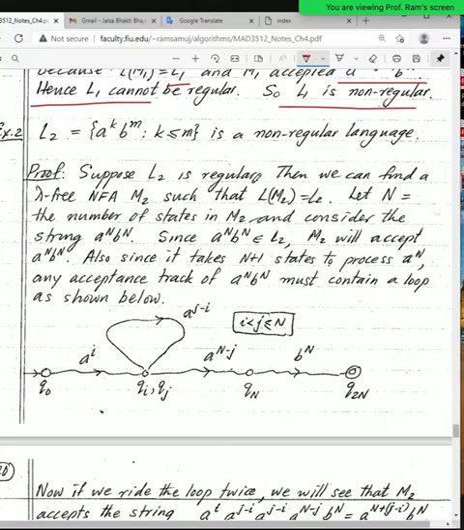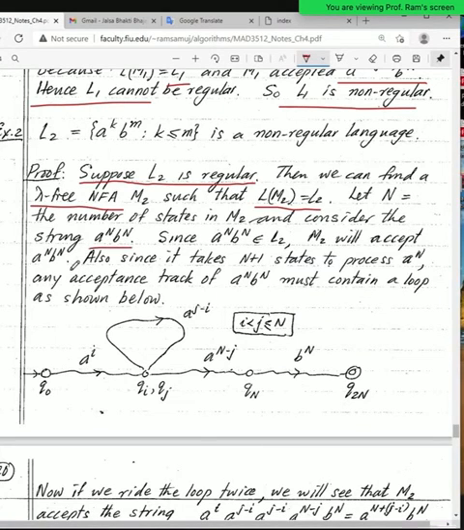And this is the thing, all these proofs are the same proof by contradiction. So as soon as you understand one, you should be able to understand the other. But each one is slightly different. And that's why I give you 3 or 4. So suppose L2 is regular, and then we are going to get a contradiction. Then we can find a lambda-free FA M2 such that L of M2 is equal to it. Let n equal the number of states in M2 and consider this string again, A to the n, B to the n.